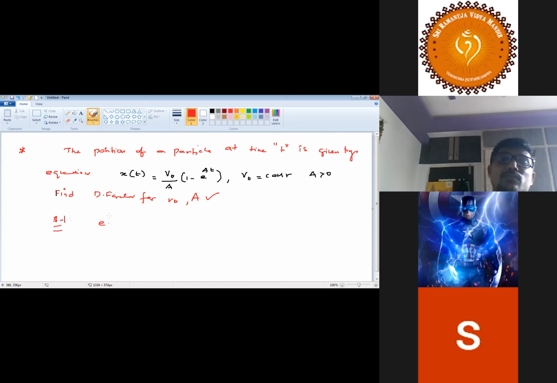As usual, e power at is dimensionless, right? So a2 is equal to 1. So a is equal to 1 by t, that is t power minus 1. You got this?